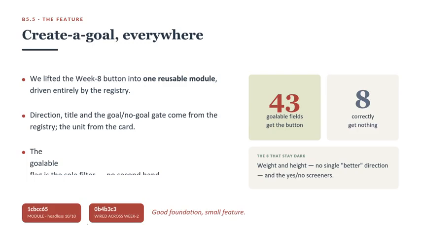Every field gets offered to it. The registry decides, no second list to maintain by hand. 43 tests light up with a button, including left and right buttons on two-sided tests. 8 correctly stay dark: your weight, your height, the yes-no screening questions, and where a goal doesn't make sense.